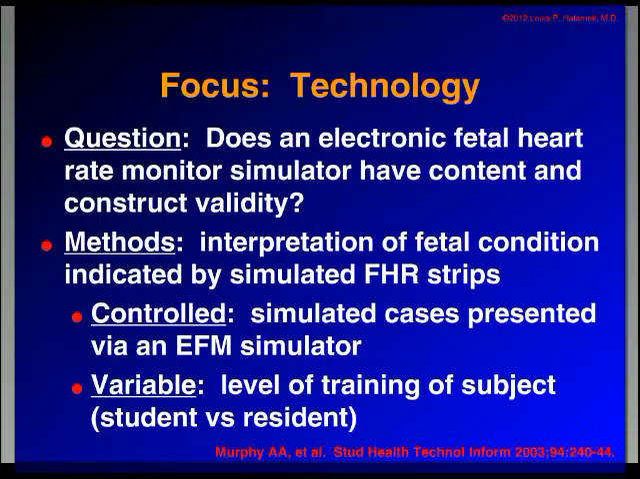And so at the time, we were developing an electronic fetal heart rate monitor. One of the early questions we asked is, does this device have content and construct validity? So the way Allison structured this experiment was she involved medical students and obstetric residents, and they were to interpret the fetal condition that was indicated by these simulated fetal heart rate strips generated by the device. The cases were the same from subject to subject, the strips presented from the electronic fetal monitor simulator. And what was variable, of course, was the level of training of the subject. Were they a student or were they a resident?